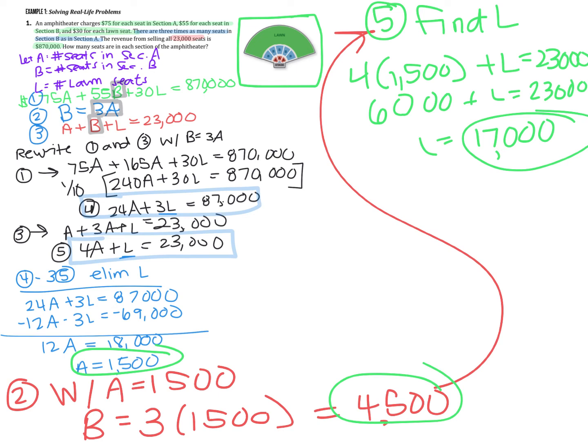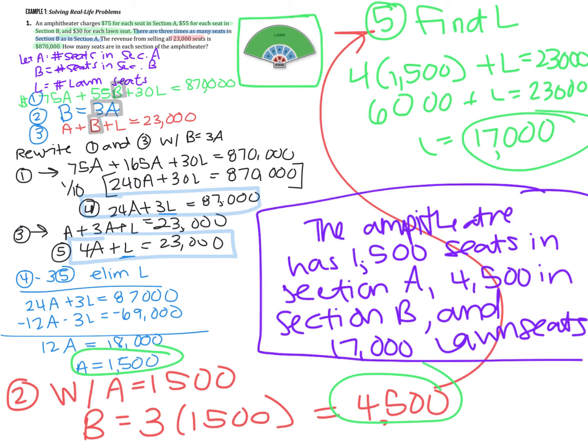So I'm going to go ahead and write my final answer as a sentence. The amphitheater has 1,500 seats in section A, 4,500 seats in section B, and 17,000 seats on the lawn. And there we have our final answer. So again, the more important part in this lesson, more so than the solving, is the setting up. Can you define your variables? Can you identify the 3 equations from the words? We're going to work through one more example, start to finish, and then that's actually it for this section. So let's go ahead and get that problem ready.